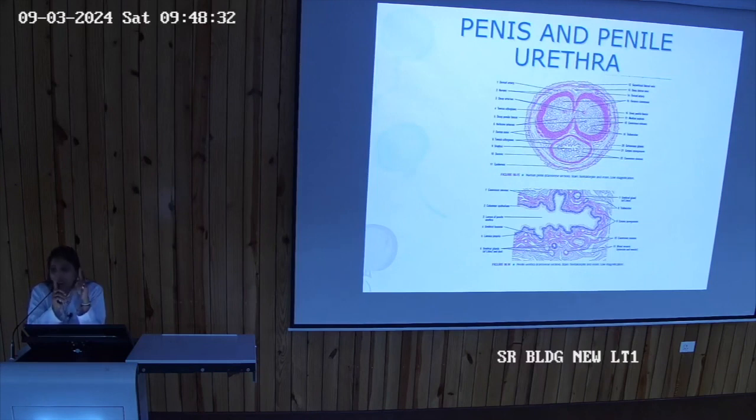Now the outer capsule of the penis is basically Buck's fascia. This is the connective tissue layer which is devoid of fat. So the fascia of the penis is known as Buck's fascia. And then the outermost layer will be skin, which is stratified squamous keratinized epithelium.